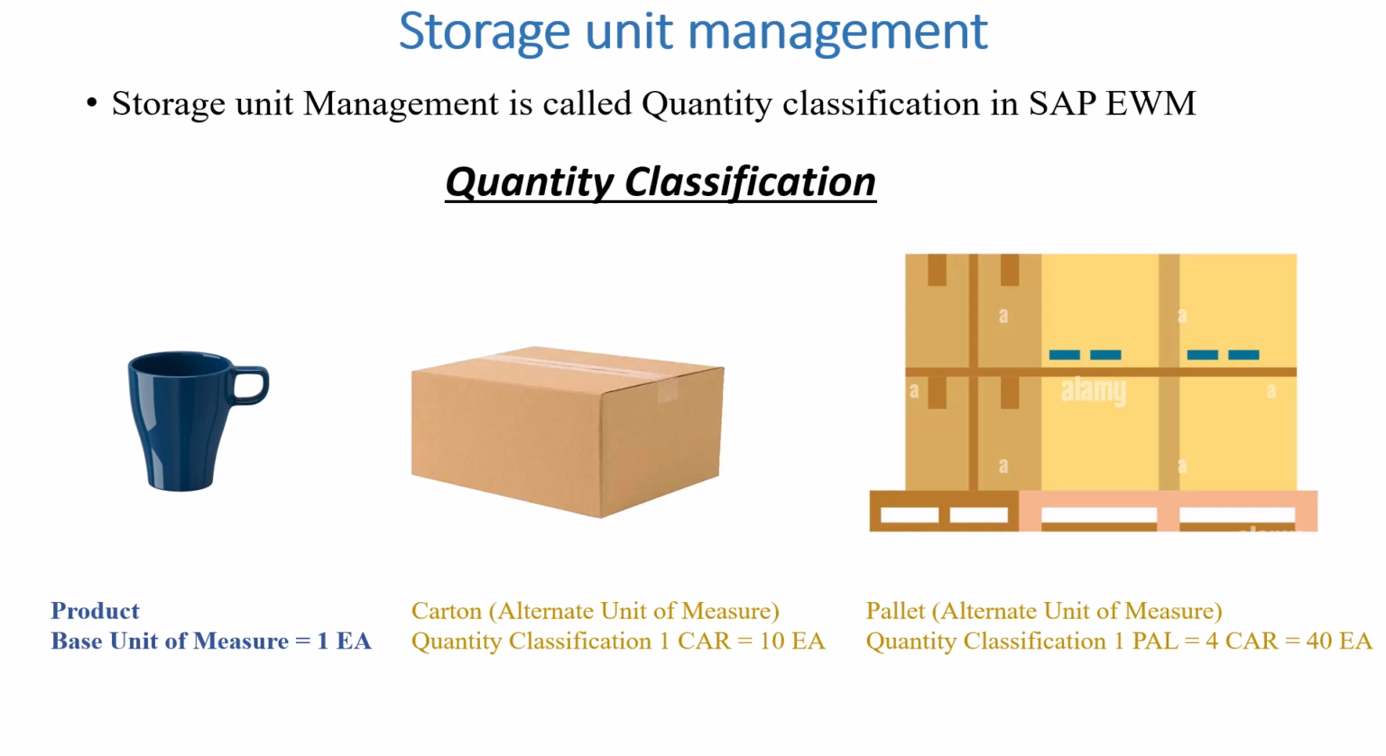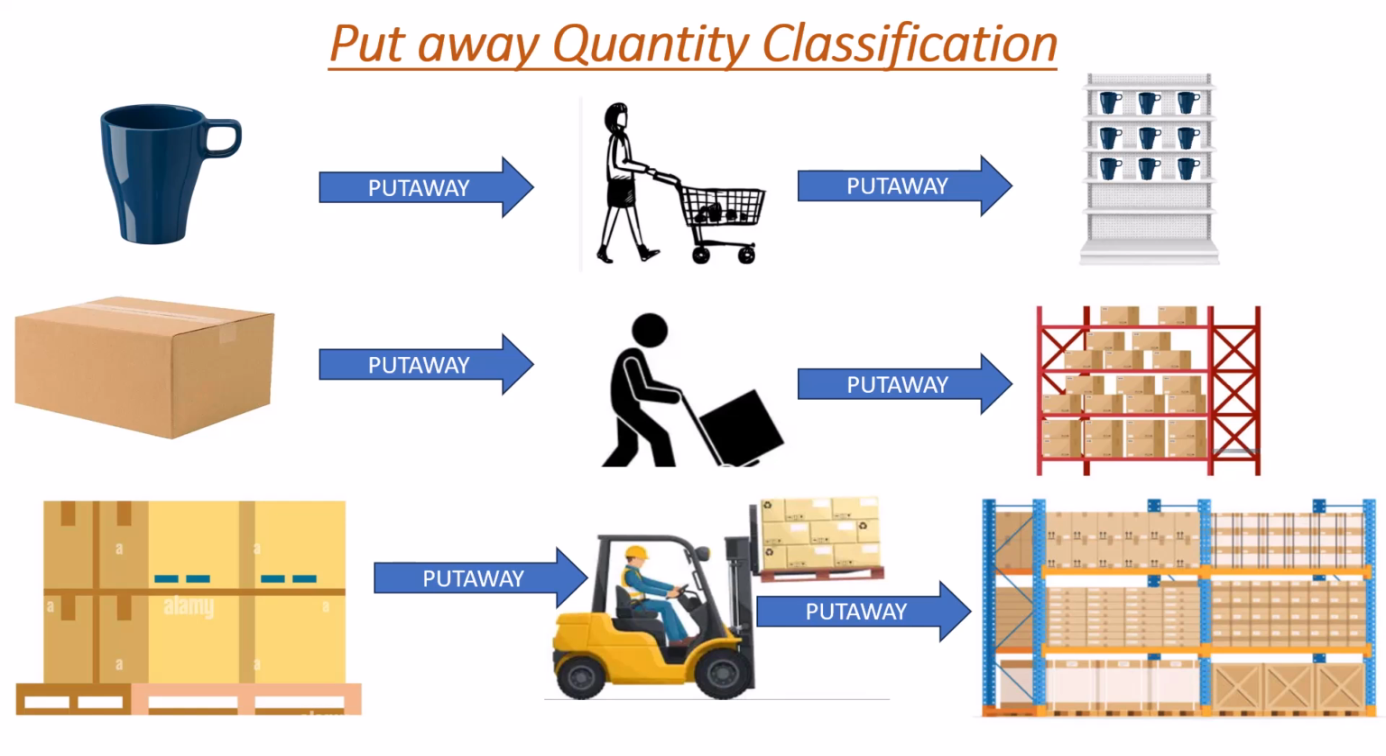Let's get into one more image. We will come to know how exactly this quantity classification is going to help manage our products in the warehouse. Put away quantity classification. There's one more concept called put away quantity classification in the warehouse, based on the quantity classification of the product. For example, in the first image, there's one cup. One cup is nothing but one each. So the quantity is there in eaches.